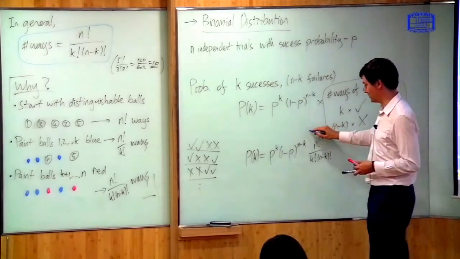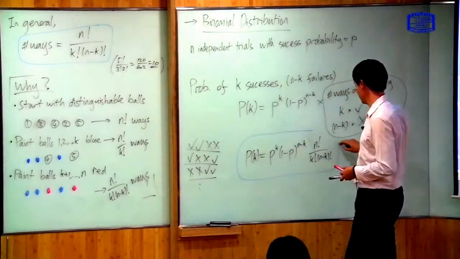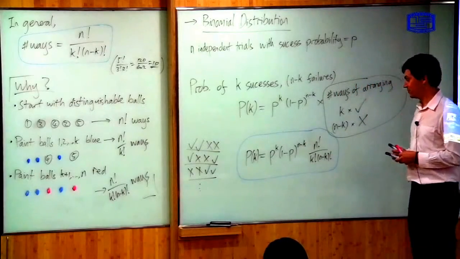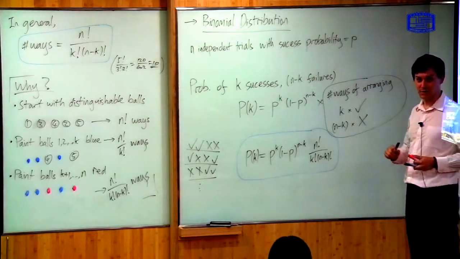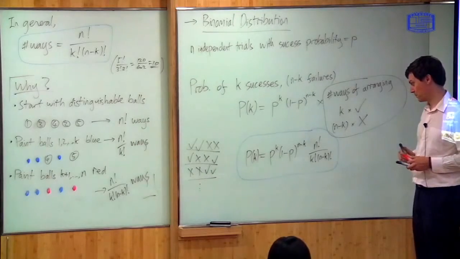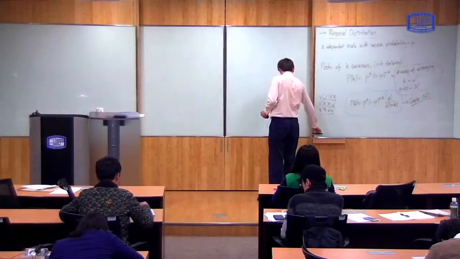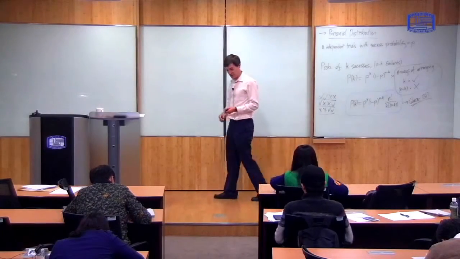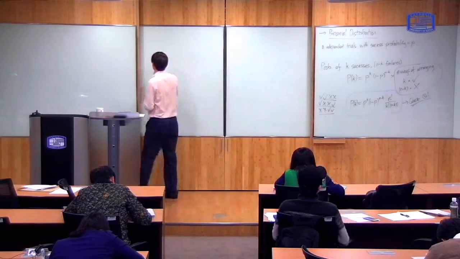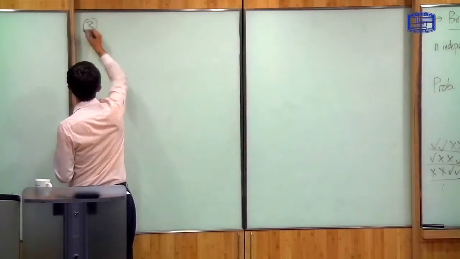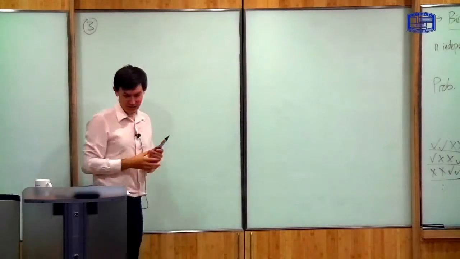So using this combinatorial result, we can calculate the binomial distribution like this. Okay, and I think we do just have enough time to do the final combinatorial result that I need. And this final one is a little bit different.